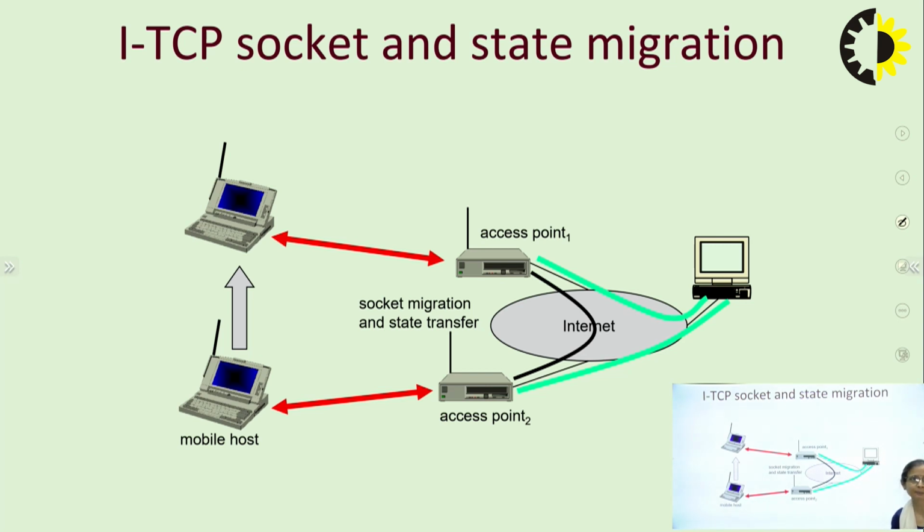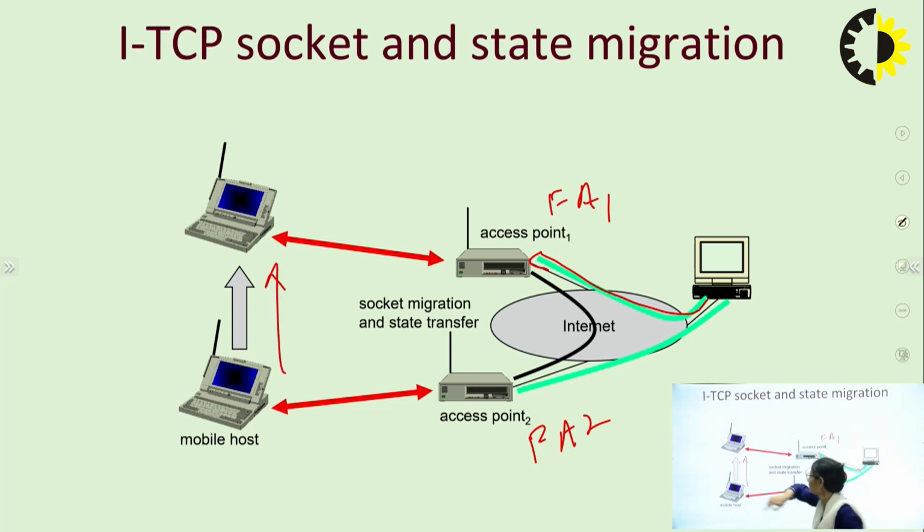So here, what happened in the case of indirect TCP, or I-TCP? If the mobile host moves from one access point to another access point. Let's suppose this is the already established connection. This is your FA1 and this is your FA2. Now your mobile node moves from FA2 to FA1, that is, it has moved to this. Now this is the already existing communication link.